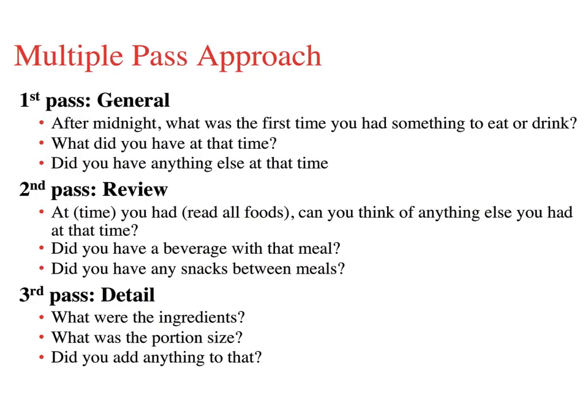The third pass is where you obtain the detail. And so you ask, what were the ingredients? Did you have condiments? Did you have ketchup on your hamburger? What was the portion size? Did you add sugar to your coffee? And this goes back to thinking about how we typically eat and drink things. If they had a Coke at Dairy Queen, did it have ice in it? Most likely it did. So this is getting more detail.